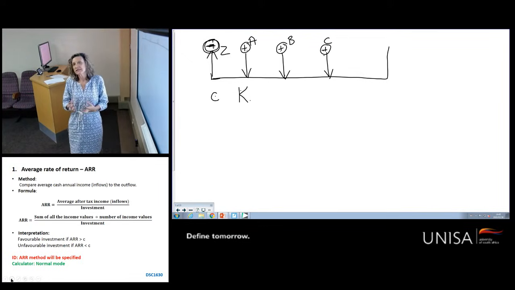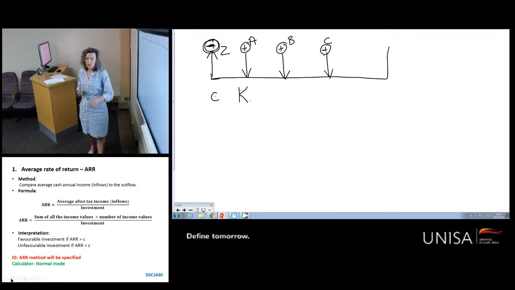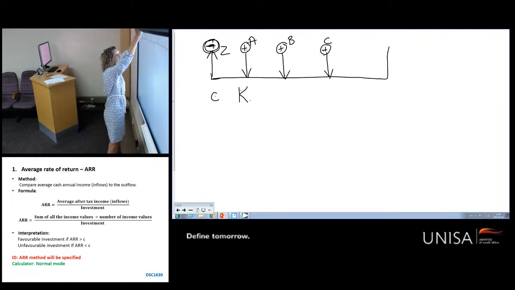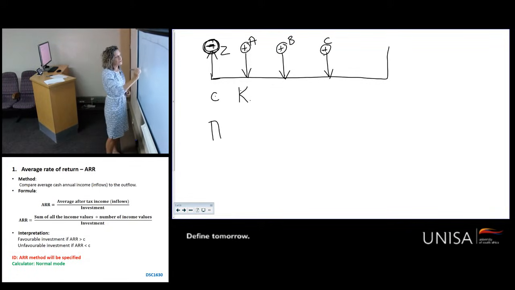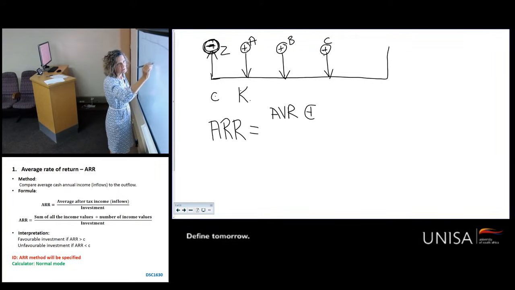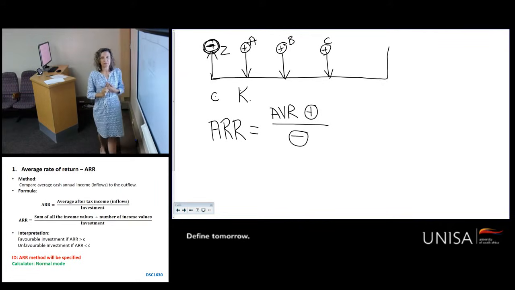Now the first thing that we're going to look at, or the first method of saying, is this a good investment or not, is the average rate of return. Now, the average rate of return compares the average cash inflows, income inflows, to the outflow. So it will take the average of these values and compare it to your negative. So the average rate of return is equal to the average of your positives divided by your outflow or your negative.